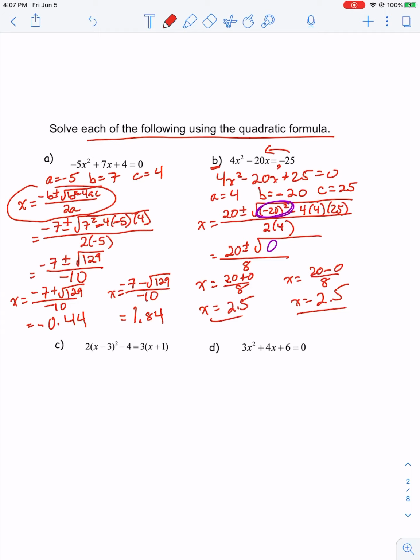All right, next one. Again, we have to expand and simplify. Everything has to be over on one side. So the left-hand side is basically 2 times x minus 3 times x minus 3 minus 4. The right-hand side is 3x plus 3 when you expand that out. X minus 3 times x minus 3 is x squared minus, this is going to be a minus 3x. That's going to be another minus 3x, so that's a minus 6x. And negative 3 times negative 3 is plus 9.